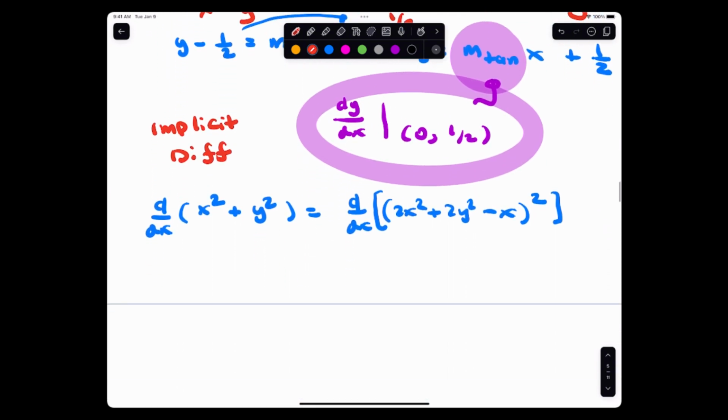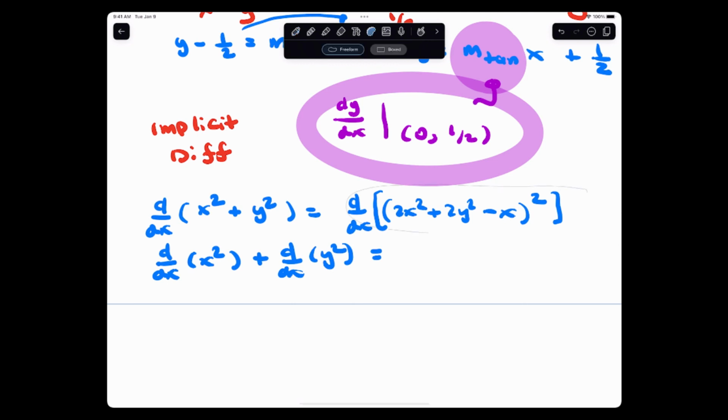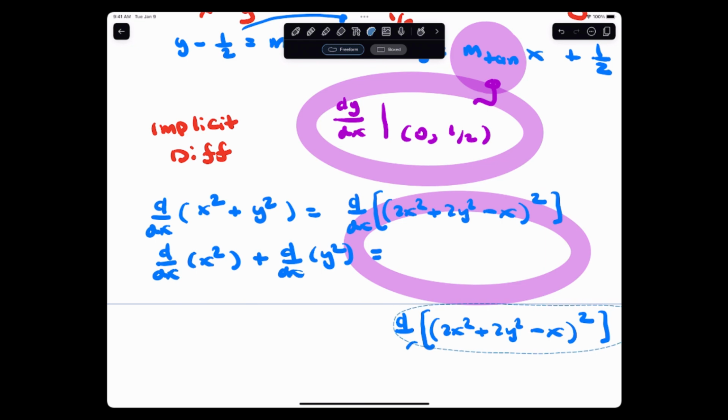All right, now using this implicit, differentiate both sides, right? So you have to differentiate by properties here. Differentiate x squared, and you differentiate the y squared. And then that's going to equal what? Let me do it this way.